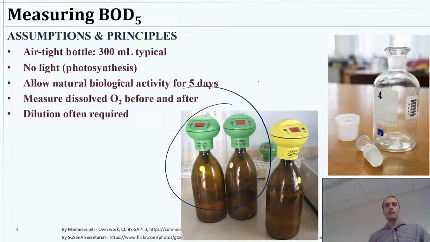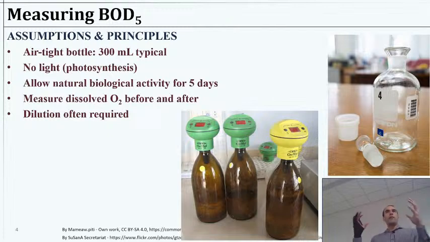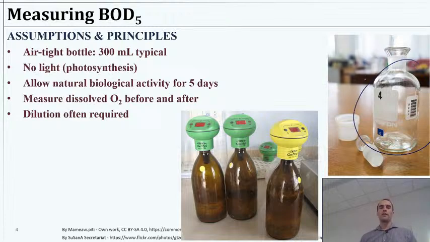These are kind of a better example. We block it from any light that could cause photosynthesis, because if we've got some algae in there or something, then suddenly we're converting CO2 back to oxygen, which is exactly not what we want to measure. We're just wanting to measure how much oxygen is demanded. So we'll put them in dark. If we had a clear bottle like this, we'd definitely put some foil over it and cover it real nicely.